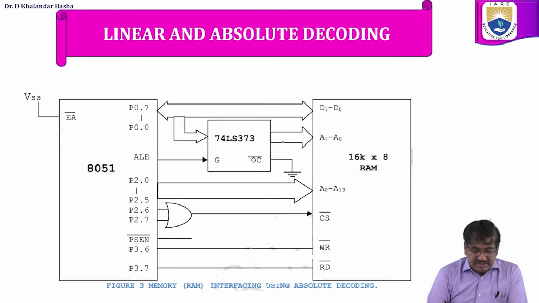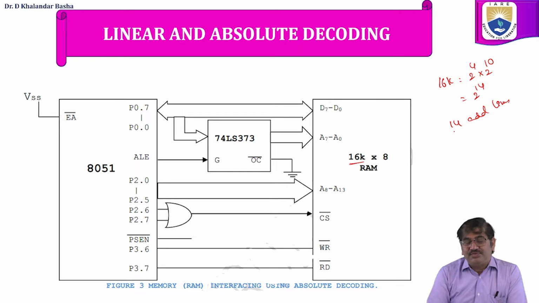Here we use address lines A0 to A13 as it is a 16K memory. 16K means 16 is 2 to the power of 4, and 1K is 2 to the power of 10, so 2 to the power of 14. So 14 address lines are required, that is A13 to A0. These address lines are used for accessing any one of the memory locations. What about the remaining signals? The left out signals are A14 and A15, and these lines are used for decoding purposes.